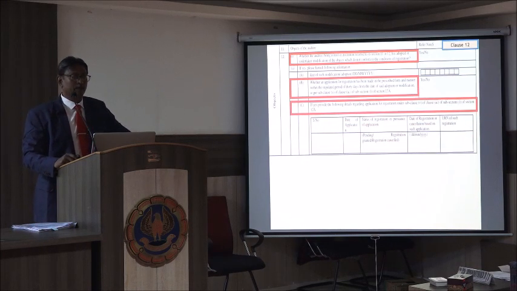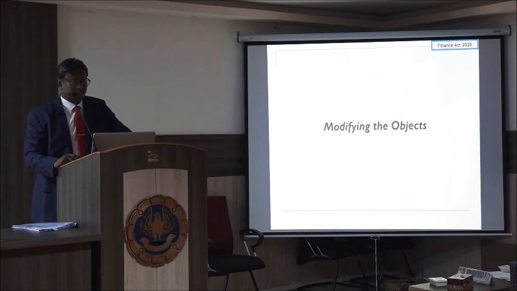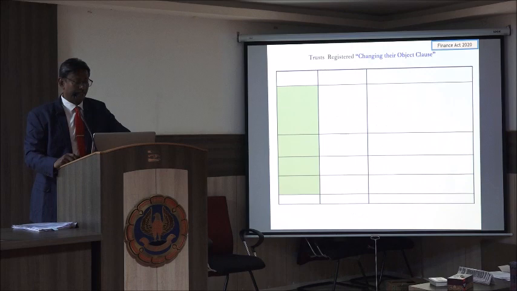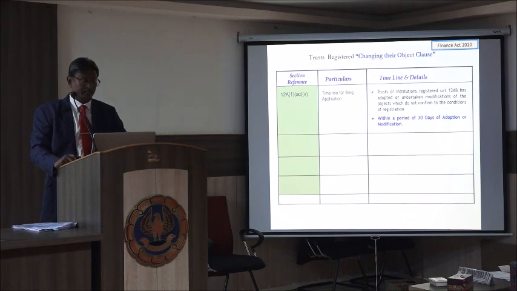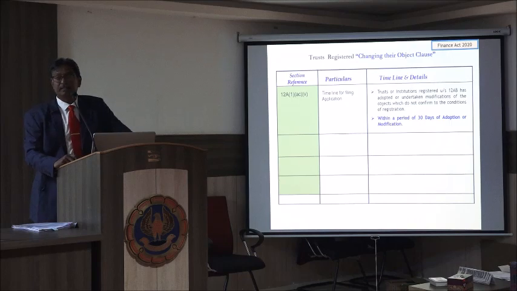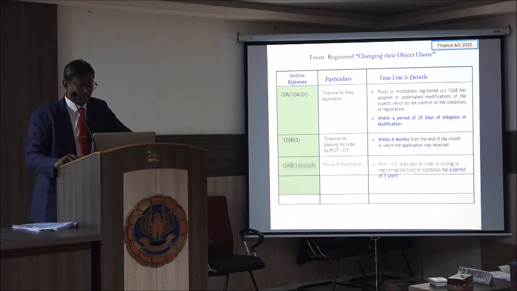Whether you have applied, what is the date of your application, when you applied, what is the status, they are asking. Now, modification of objects was amended in the Finance Act 2020. In 2020 itself they amended it. So, changing of objects falls under section 12A subsection 1, clause AC and subclause 5. The timeline for filing the application they have given: within a period of 30 days of adoption or modification of your objects. And the timeline for passing the order: within 6 months they will pass the order.